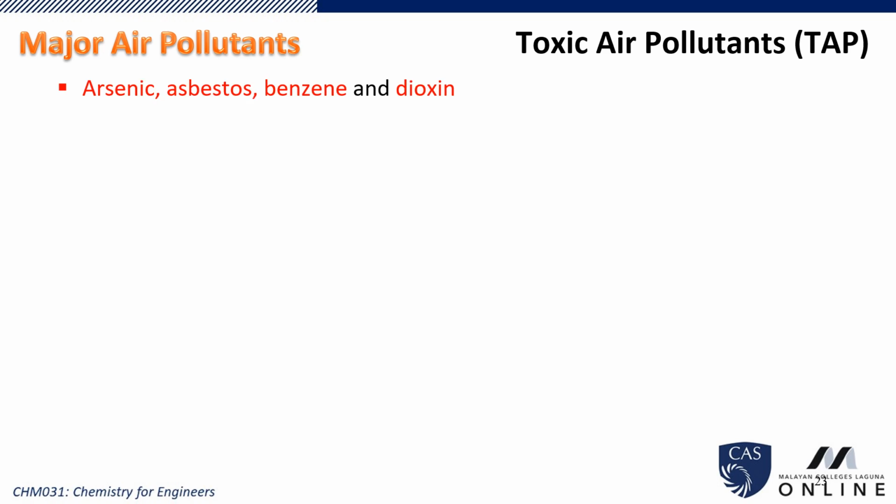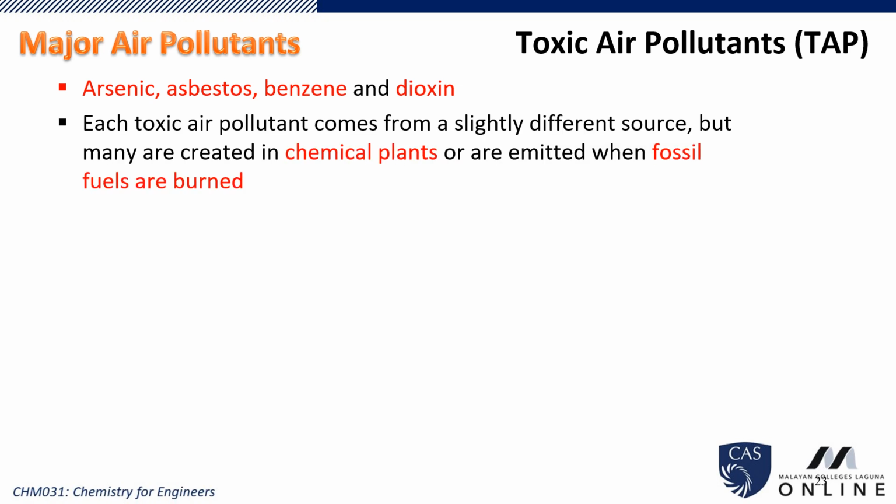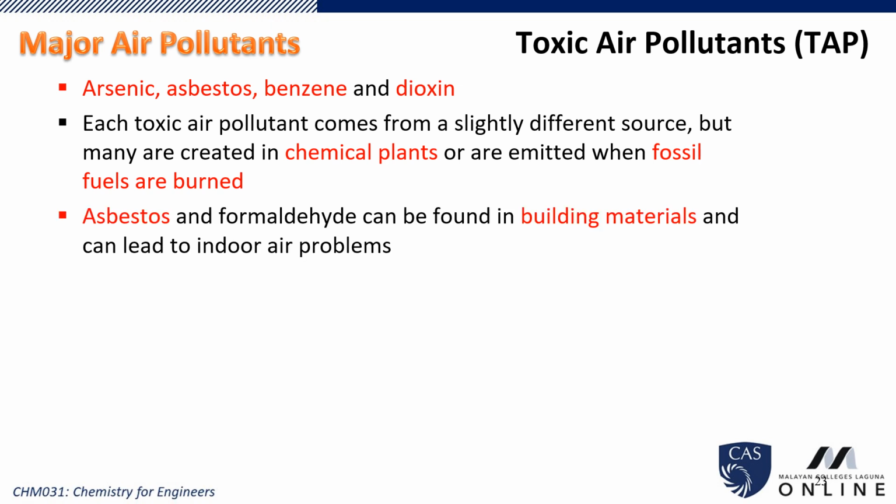The next one is the toxic air pollutants, which can include arsenic, asbestos, benzene, and dioxin. Many toxic air pollutants come from a slightly different source, but many are created in chemical plants or are emitted when fossil fuels are burned.